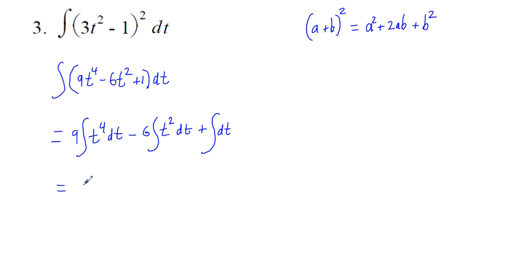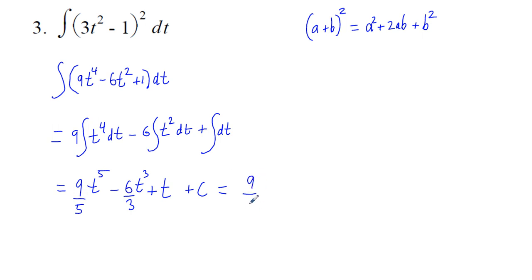And our answer for this is going to be, we bring out the 9, and then we have t to the 5th power, and then we divide by the power that we raised, 5, and we're going to have minus 6 t to the 2 plus 1, or 3, and we're going to divide by 3, and finally we're going to have plus t plus c. And then finally, we're just going to simplify one more time.